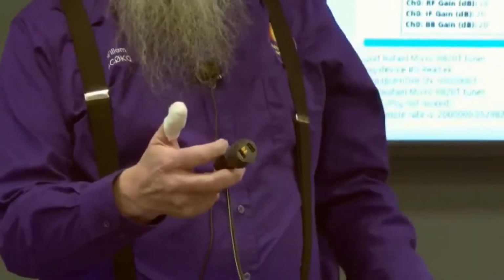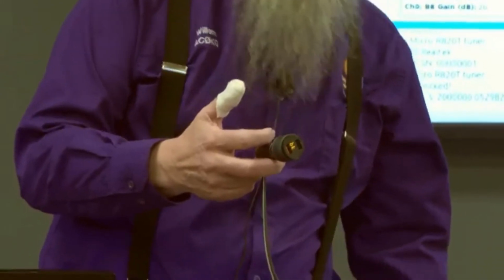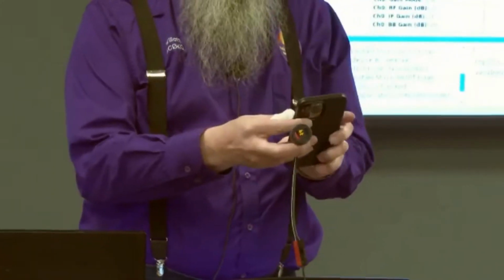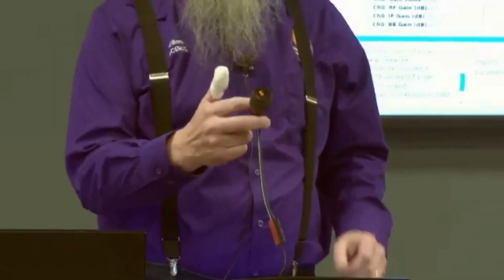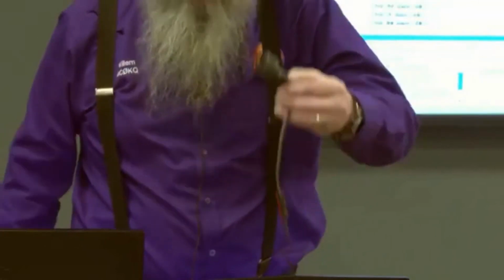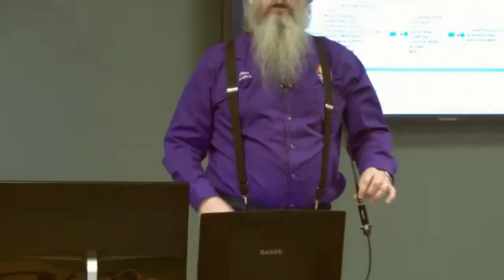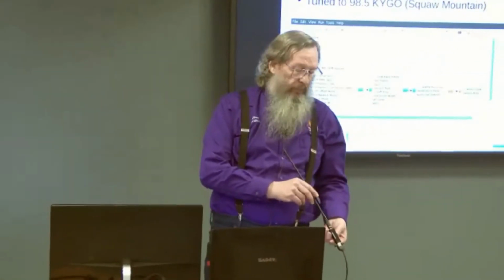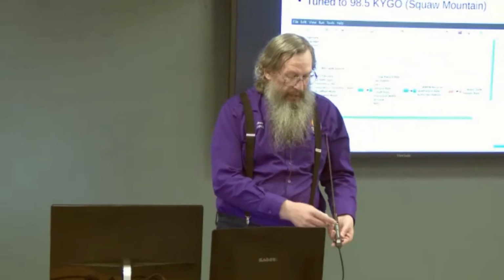So I'll play some music from my phone here that everybody who listens to KYGO will have an utter heart attack when they hear this. But still, it's a way of getting a signal from an FM signal that I can then receive with my RTL SDR. So the RTL SDR here is connected to an antenna.